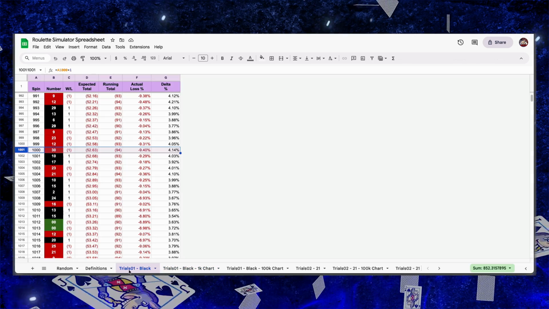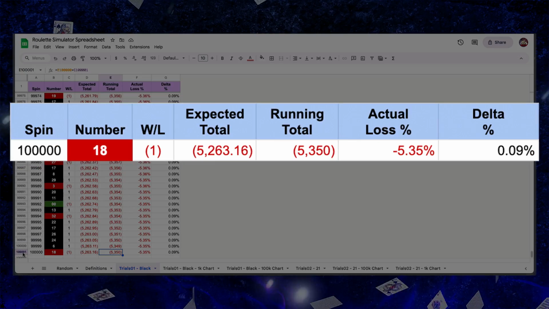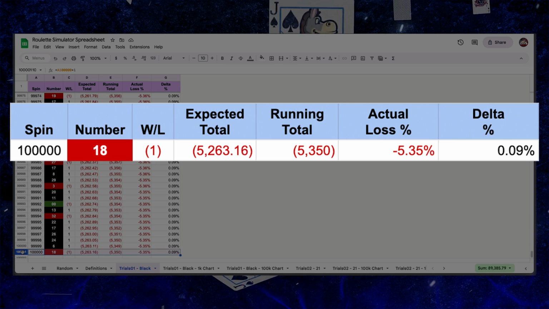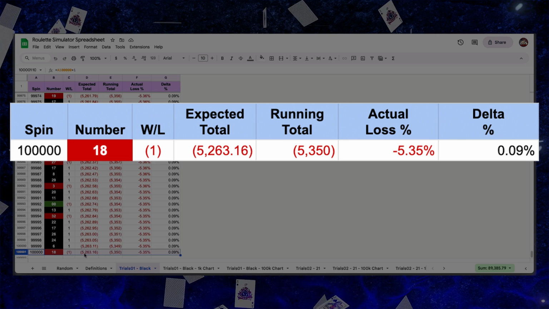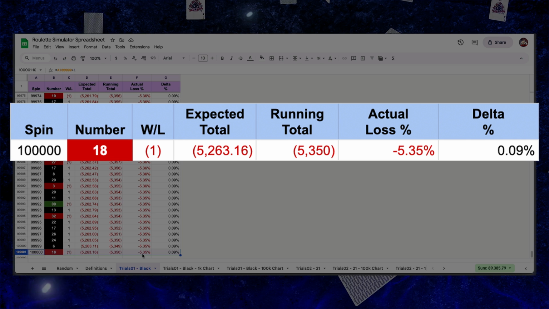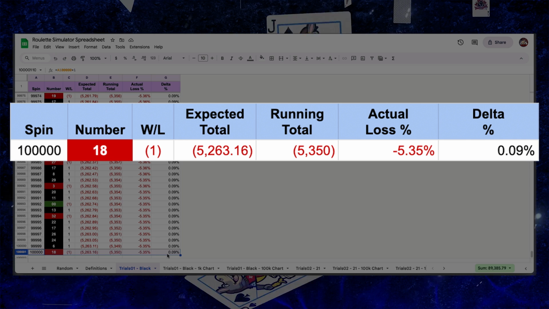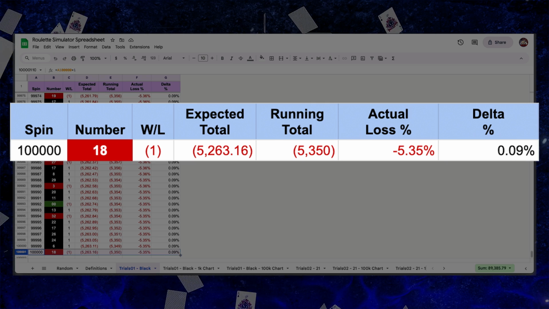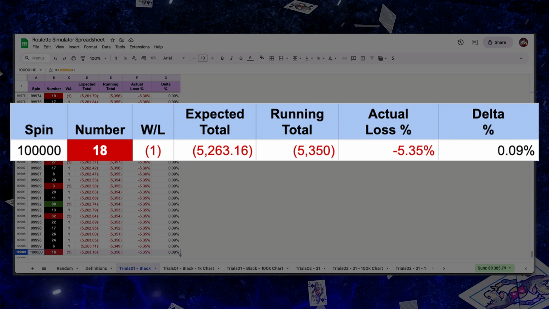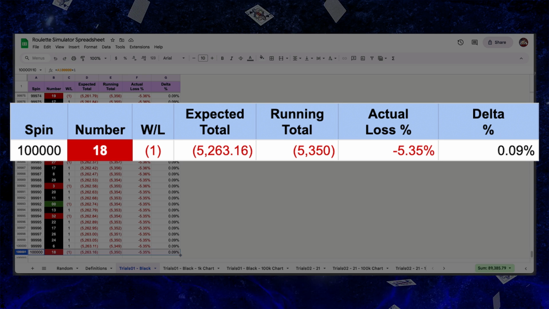Now, if we go back to the trials and we scroll all the way down to the bottom, this is our 100,000th spin. After 100,000 spins, we are down $5,350, which is 5.35%, which is just a difference of 0.09% from the expected 5.263%.